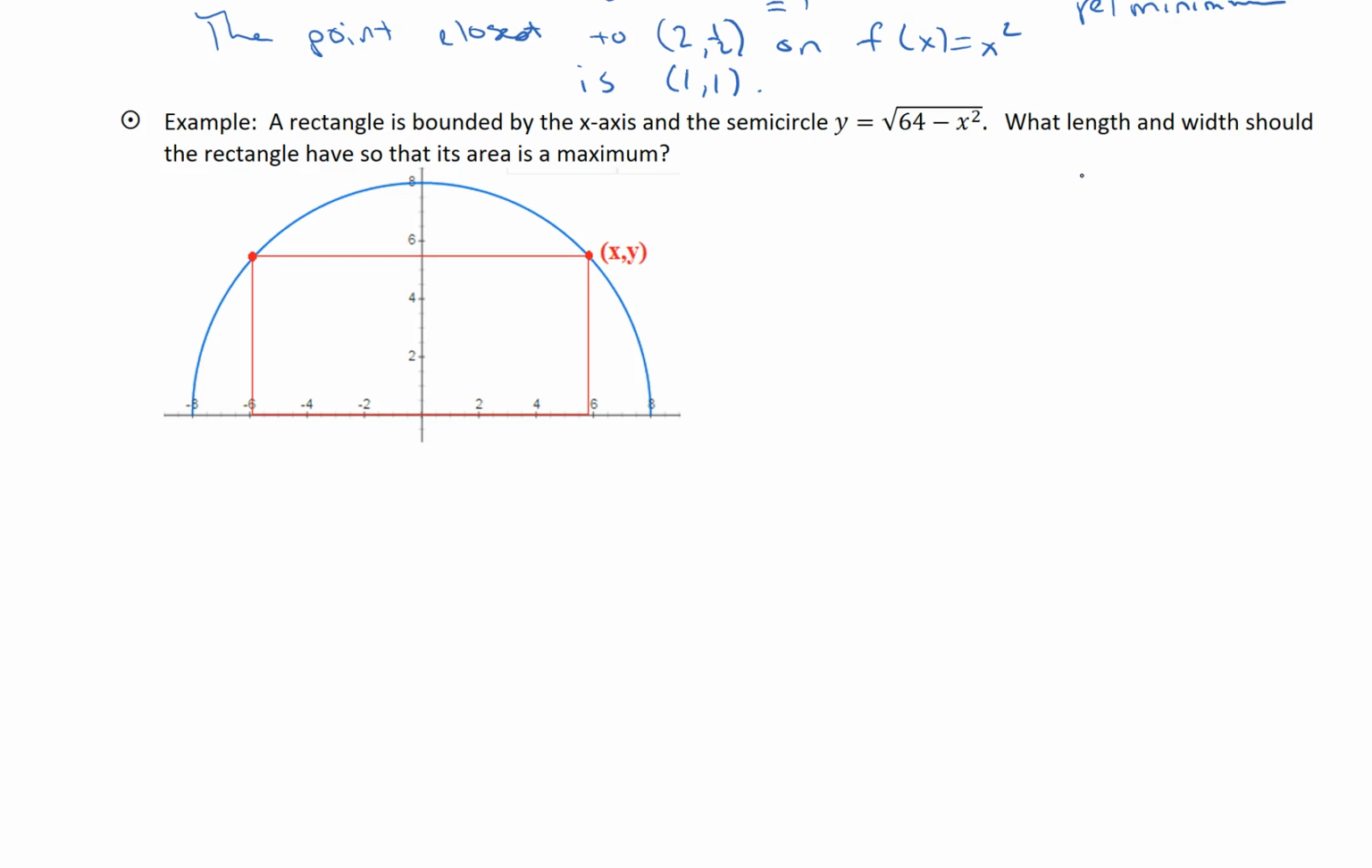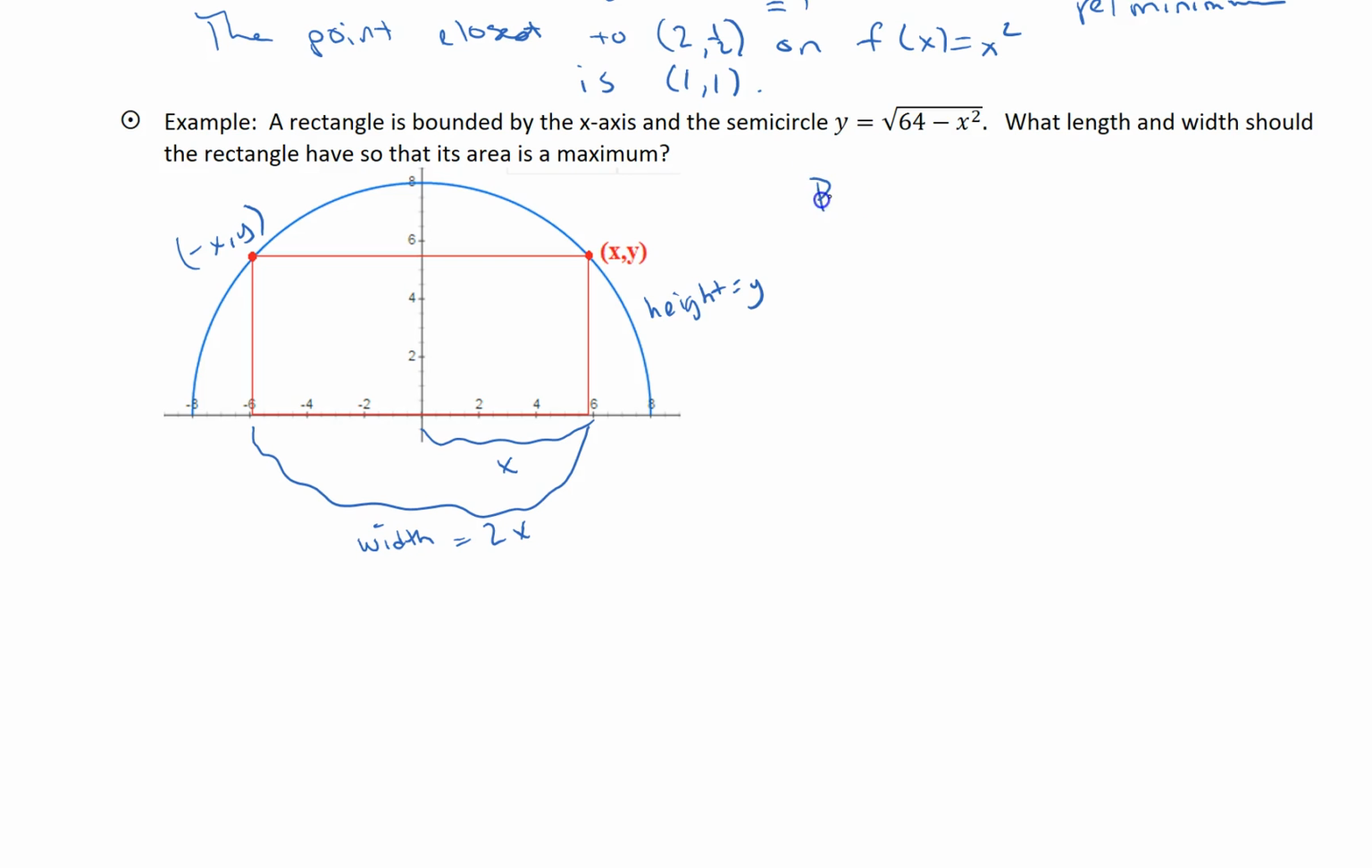Now this is important. When you look at this, you're tempted to let the width be x and the height be y, but that would actually be incorrect because this distance right here is actually x. So if you plotted the point here, this would be the point (negative x, y) because it also has a distance of x. So the width of this rectangle is actually 2x and the height is just y.